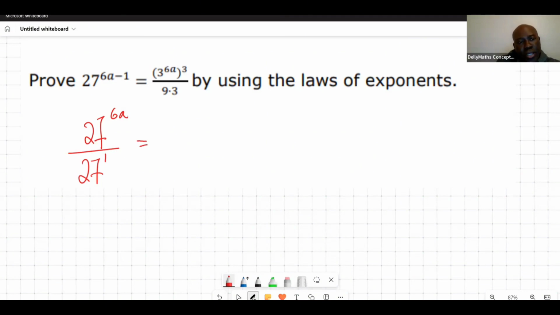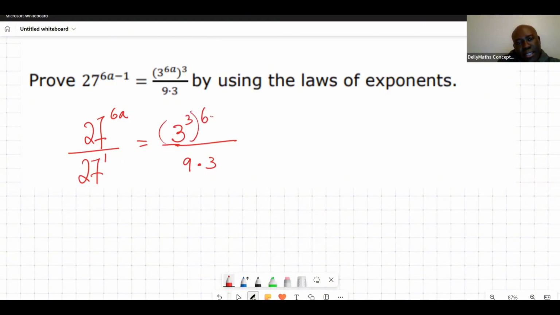For example, I'm seeing here where the 27 is represented as 9 times 3. So I'm going to do that for my denominator. So 27 here will now be written as 9 times 3 right there. But let's take a look at the numerator. I'm going to rewrite 27 using a base of 3. For example, this is 3 to the third, and that is my 27.